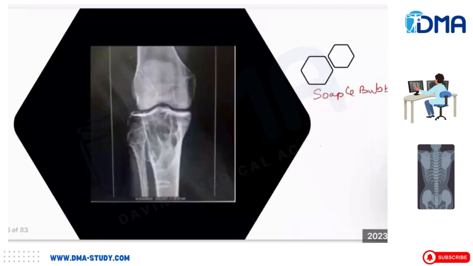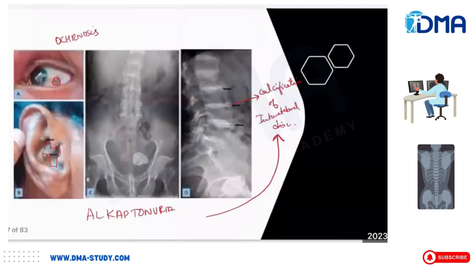Right? In which do you see the soap bubble appearance of the bone? Osteoclastoma. Okay, it is osteoclastoma. Then coming to a condition where you have ochronosis, black pigmentation, and you have this calcification of the intervertebral disc. This will be seen in a condition called alkaptonuria.